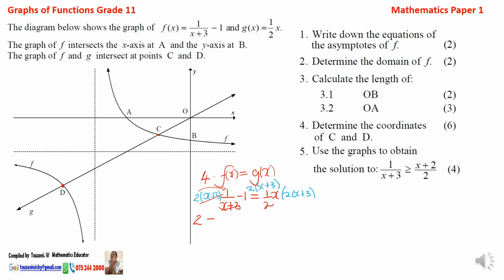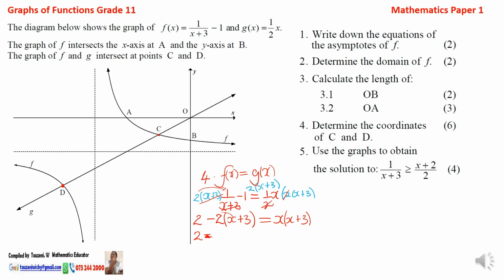Then there is a negative 1 here. We're also going to multiply it by those two numbers. I'm going to write negative 1 times 2, then multiply it by x plus 3. Then on my right hand side, the 2 and the 2 can be divided. So we are left with x multiplied by x plus 3. Now I need to simplify this equation until it is in its simplest form. Negative 2 there, this is a minus.